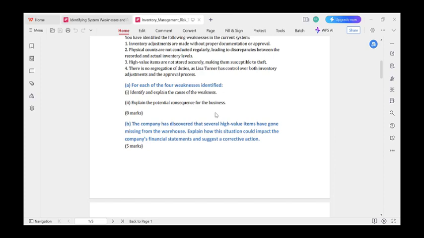So a valuable item is stolen, and it means that financial statements are not representing a true and fair view. So you're damaging the financial statement and you're damaging the decision making as well.